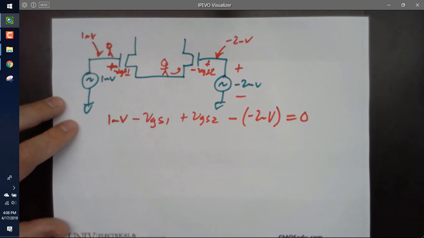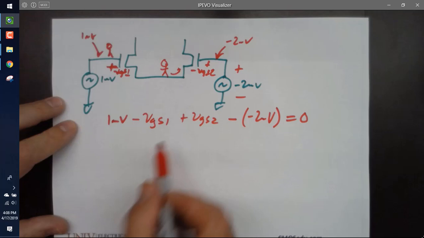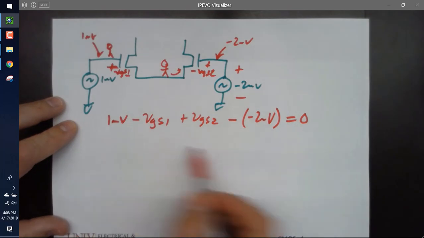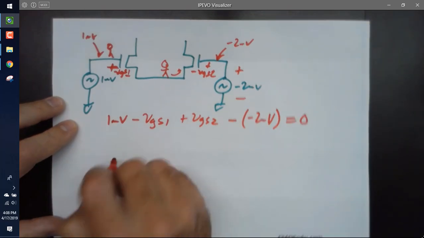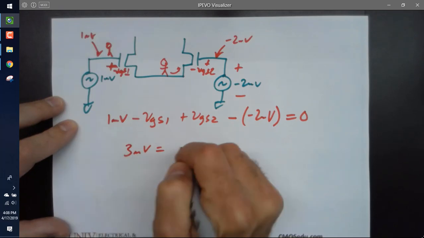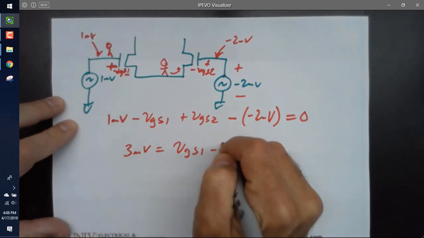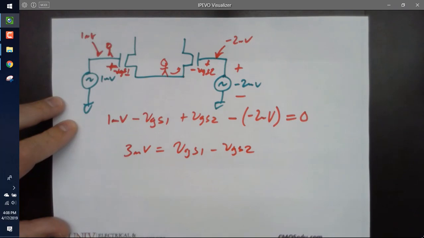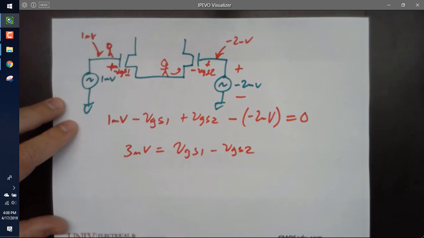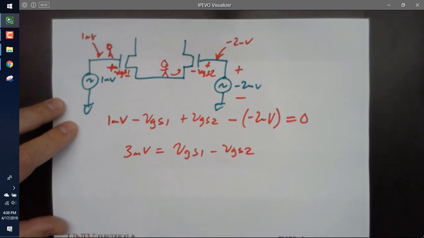Anybody agree with that? So now I know that if I move these over, I get 3 millivolts equals VGS1 minus VGS2. However, VGS1 and VGS2 have to be equal and opposite. Why?